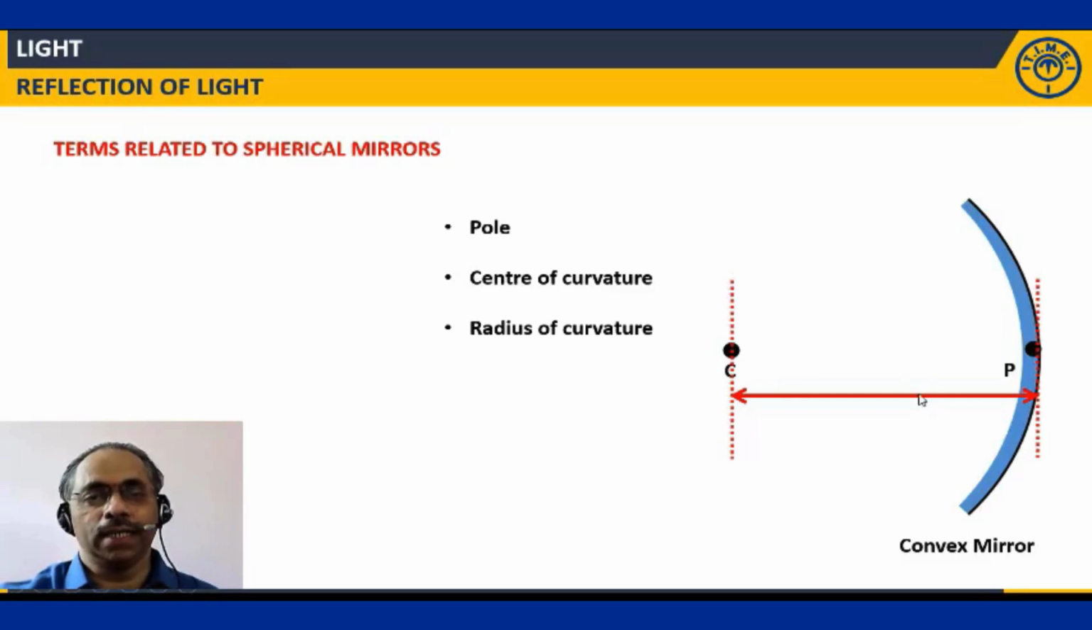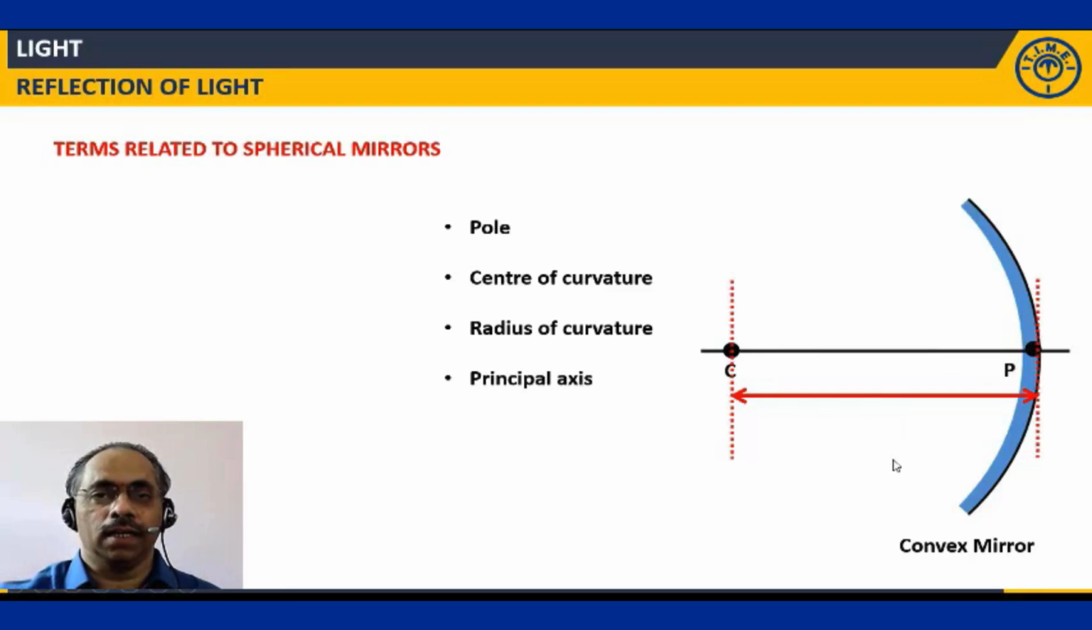Now, if I draw a line passing through C and P, joining these two points and extended on either side, then this line is called the principal axis. Please note the spelling, principal axis. This is a very important term, because the nature of the images and everything are taken with this as the reference.